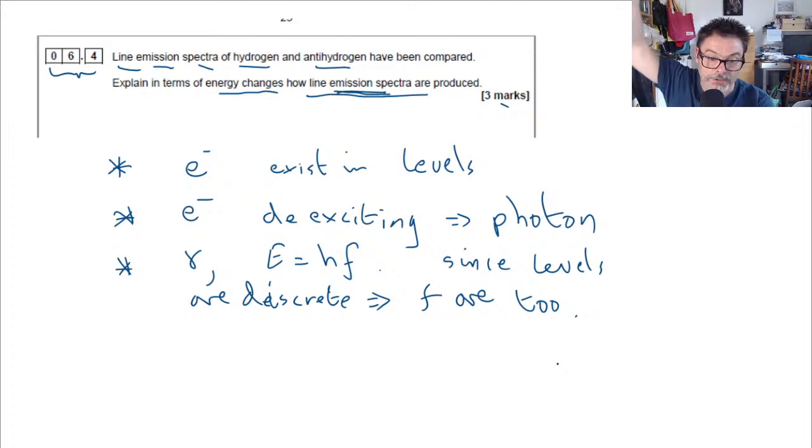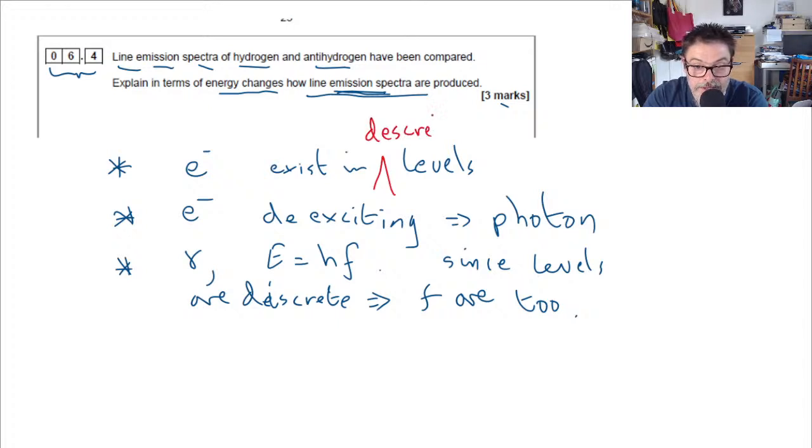Electrons exist in levels, they drop down emitting photons, and because these levels are discrete, in fact, you know what, to make this even easier to answer, if we'd put the word discrete in there, then we wouldn't have had to say this bit, which would perhaps make it easier to write out. Electrons exist in discrete levels. Electrons de-excite, giving off photons, and E equals hf means that the frequencies are discrete. And really, that's it.